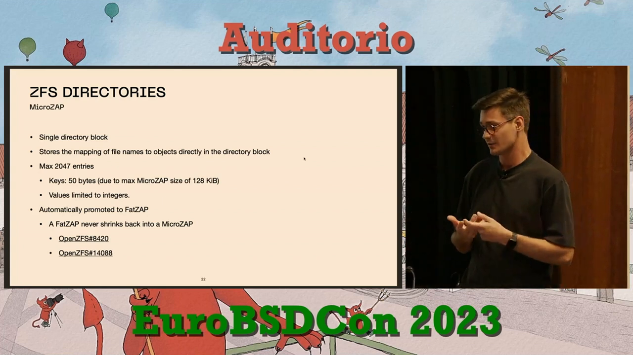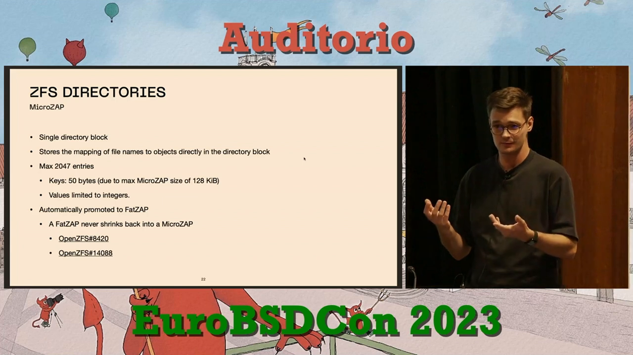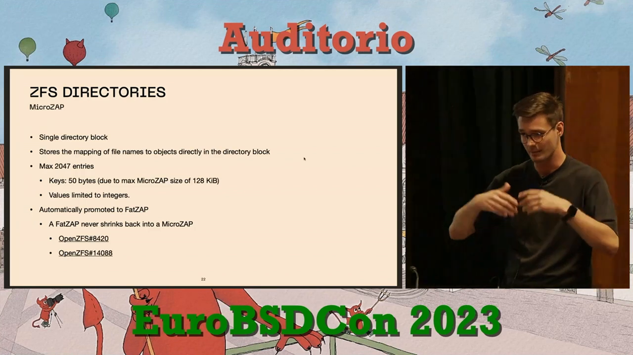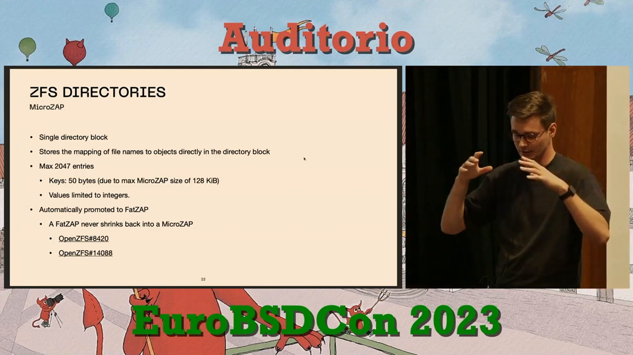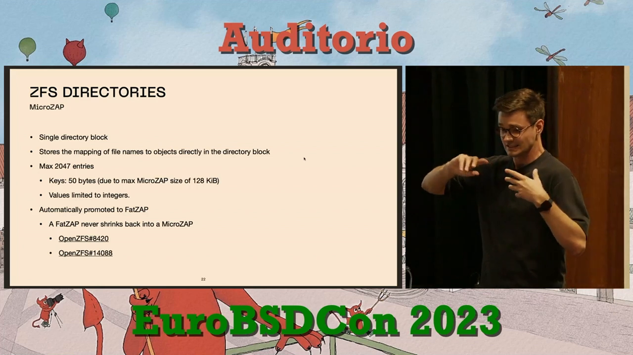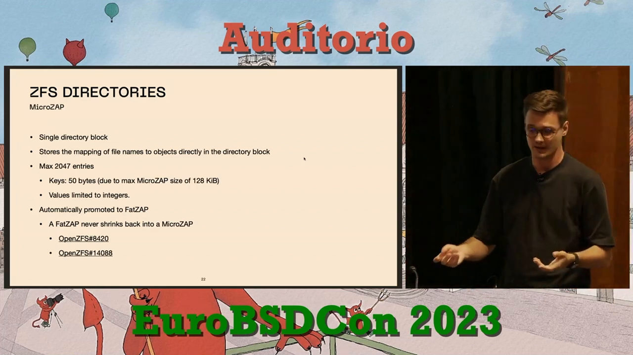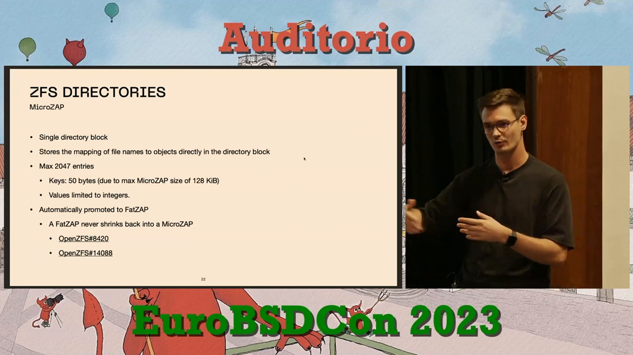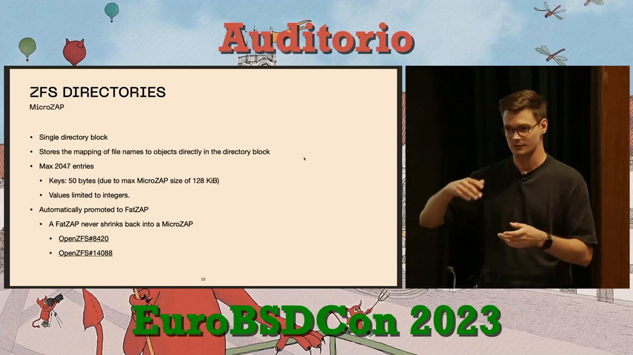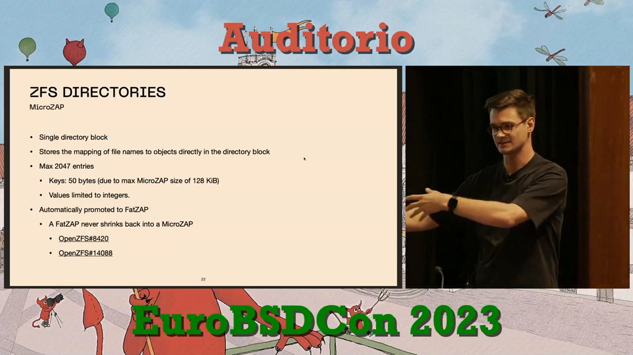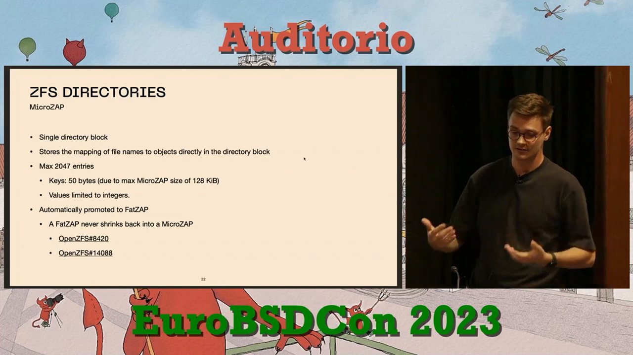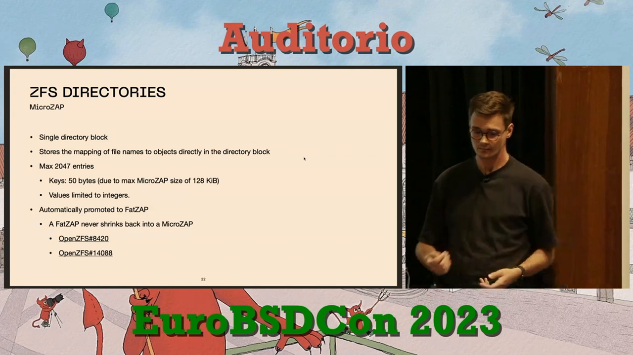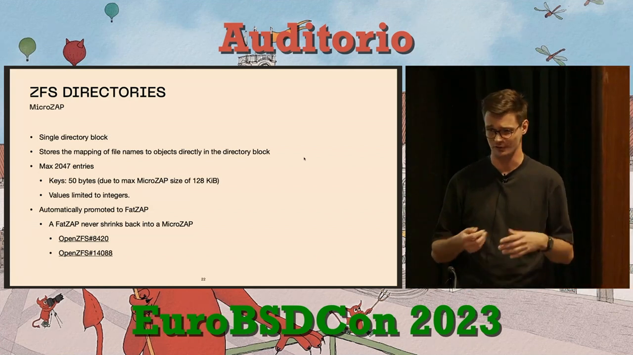One of the problems is that if you make a mistake in your home directory, for example, and by some accident you have a script that creates temporary files and you end up creating a million temporary files in your home directory, ZFS will gladly do it and it will work. Then you can remove all those files, but the fatzap is going to stay there. So from now on, whenever you run ls, ZFS will have to traverse all this extensive fatzap that you just created. And in order to get rid of that, you will have to recreate the directory, basically, which is not exactly something that you want to do with your home directory.